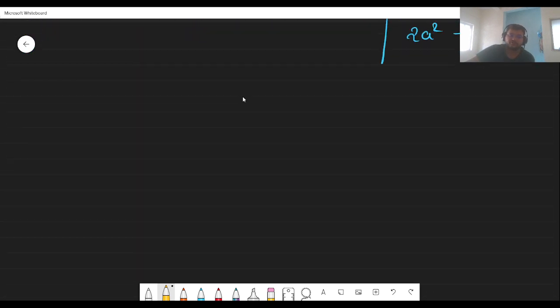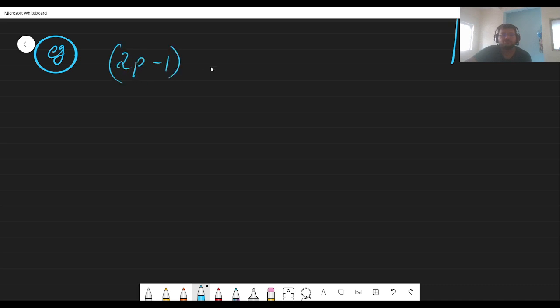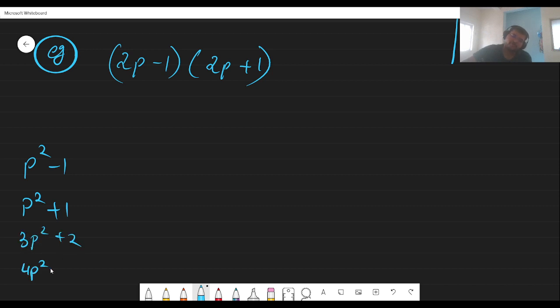Next question. Identify the equivalent, same question. I will write the expression here: (2p minus 1) into (2p plus 1). Options are p square minus 1, p square plus 1, 3p square plus 2, and 4p square minus 1. These are the options available, and we have to see which one is right.